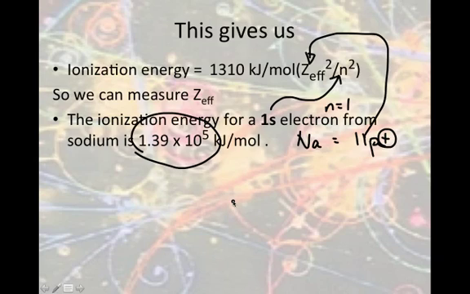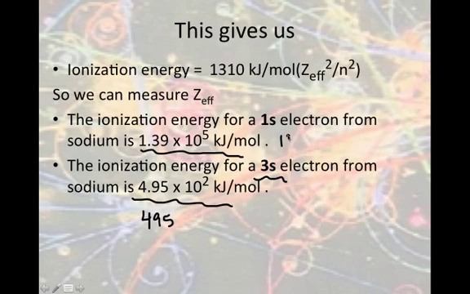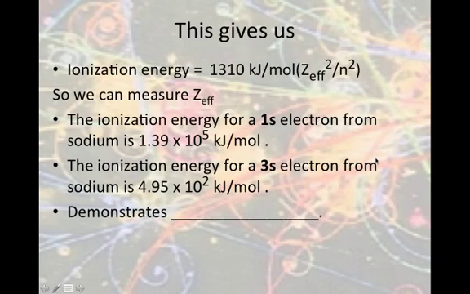Let's compare the ionization energy for that 1s electron, the innermost electron, to an electron that's in the 3s energy level. For sodium, if you're in the 3s, then you're the valence electron. Look at how much less energy it takes to remove a valence electron from sodium than it does to remove that core electron from sodium. So this would be 495 in decimal notation, and this would be 139,000 kilojoules per mole. So this is much, much higher to remove a core electron than to remove a valence electron. And this is what provides evidence for shielding.